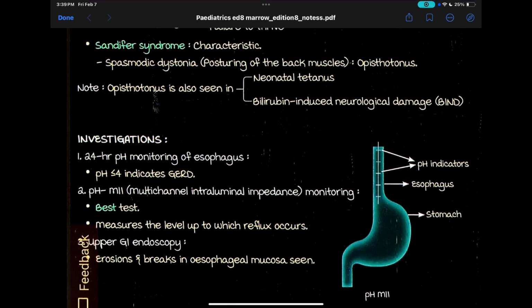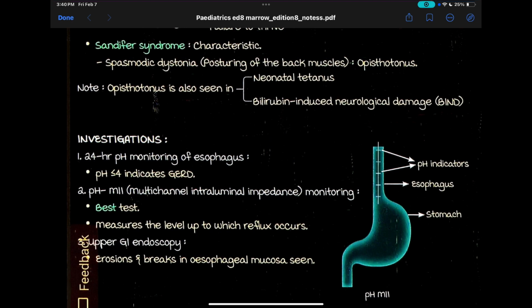Investigation: 24-hour pH monitoring of esophagus. pH less than or equal to 4 indicates GERD. pH MII, multi-channel intraluminal impedance monitoring. What is pH MII? Multi-channel intraluminal impedance. It is MII, multi-channel intraluminal impedance monitoring.